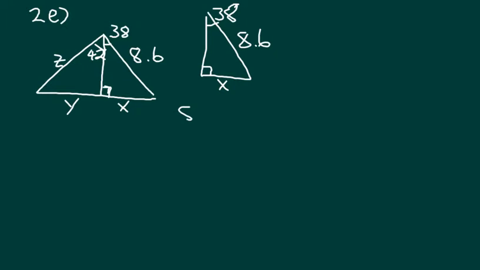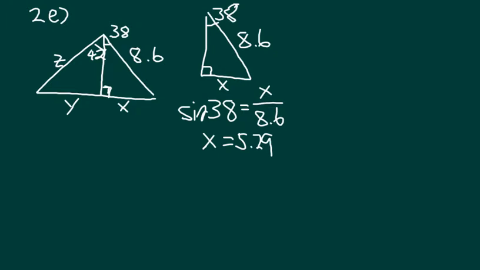So I'm going to do sine 38 is opposite over hypotenuse, and therefore I can find out that x is 5.2947. Round off to four significant figures, as the question wants me to, 5.295 cm. Okay, one down, two more to go.